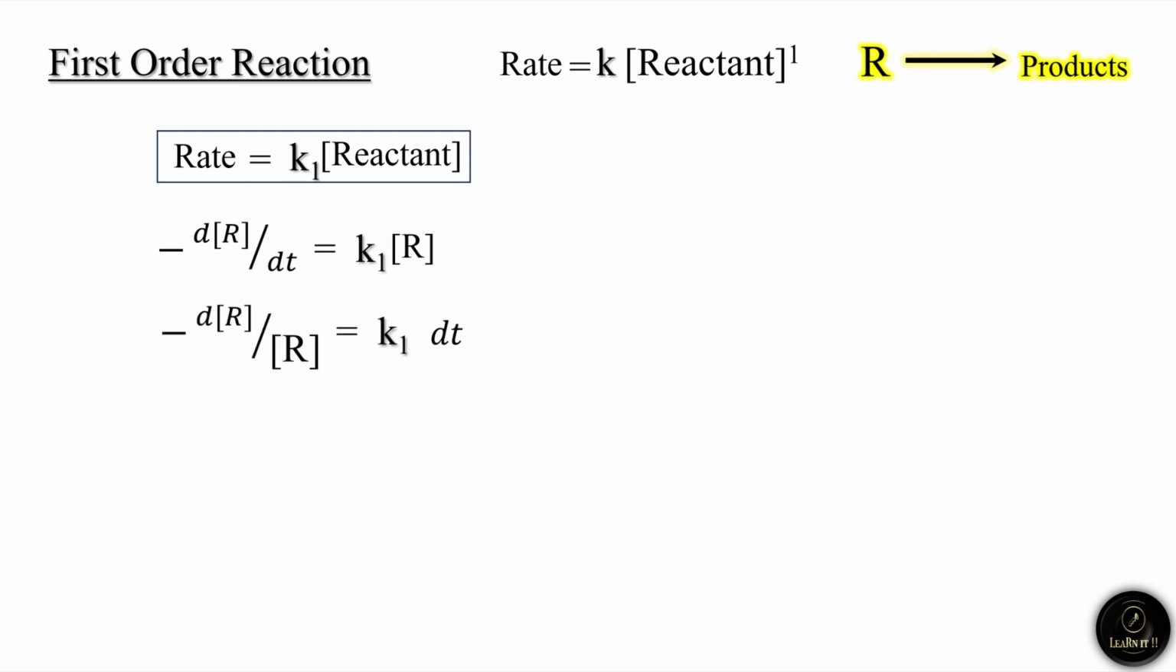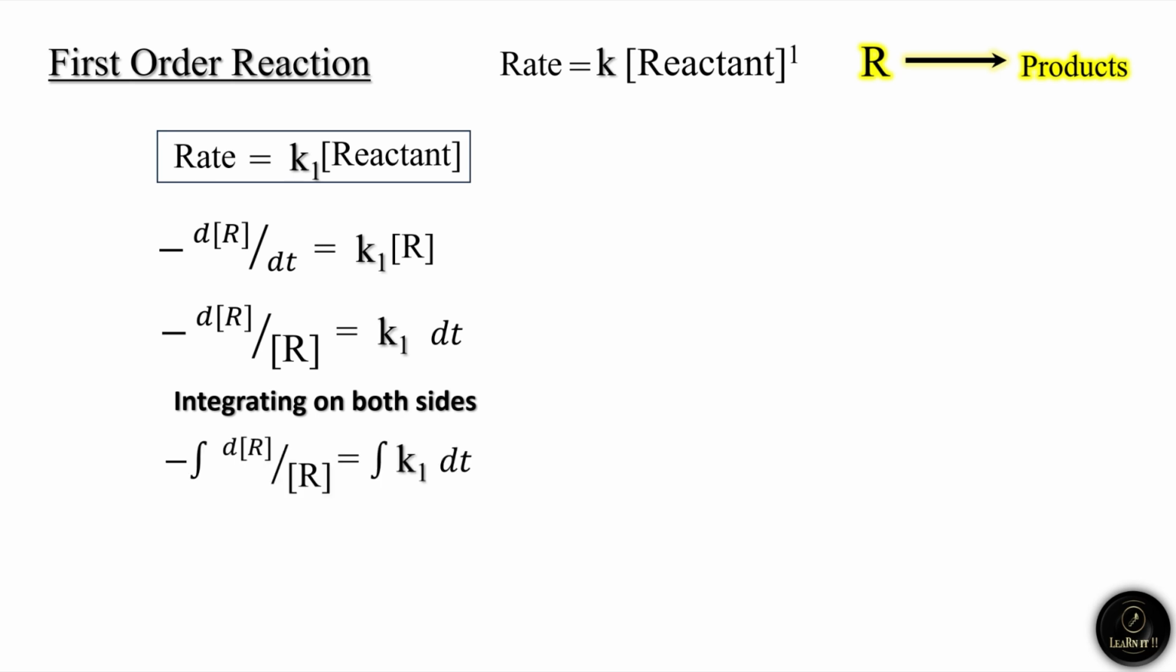After rearranging, we get minus d[R] divided by the concentration of R is equal to K1 into dt. Integrating on both sides, we get minus the integration of d[R] divided by [R] is equal to the integration of K1 into dt. If we rearrange, the integration of 1 by [R] into d[R] is equal to minus K1 into the integration of dt.